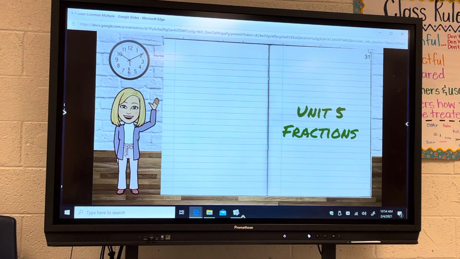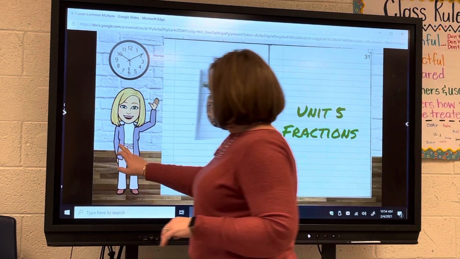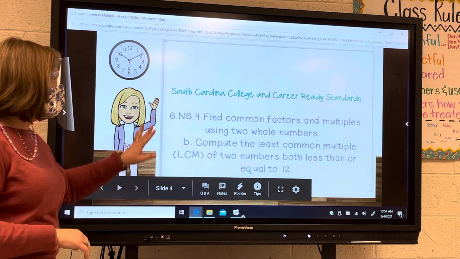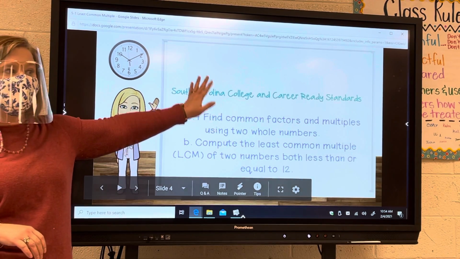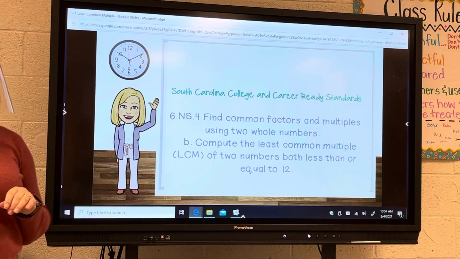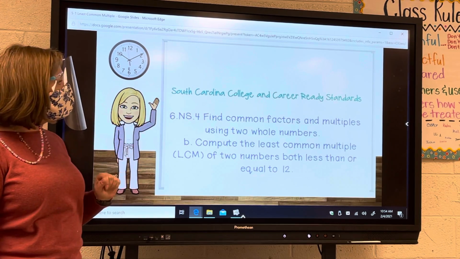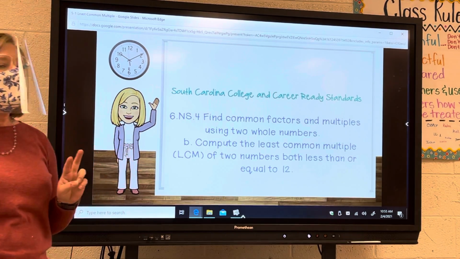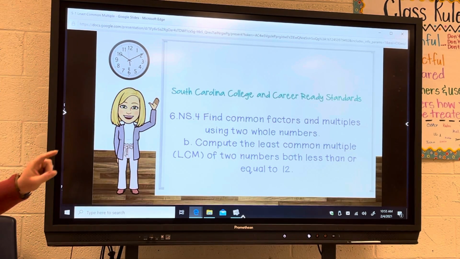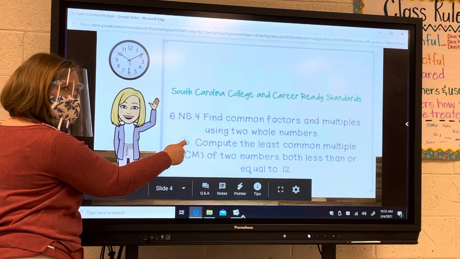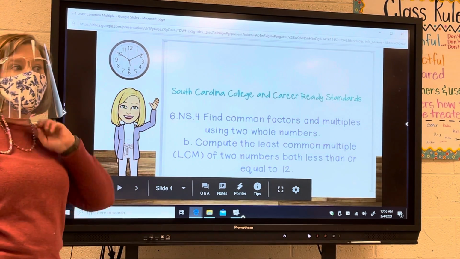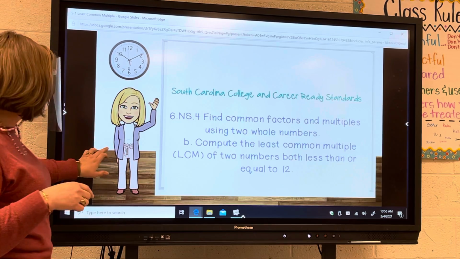All right, is everybody about finished? All right, I want to talk about a couple of things. The first thing is this indicator that we're on, okay? We talked about this first big part before: find common factors and multiples using two whole numbers. We did A when we talked about the greatest common factor. Do y'all see that? Now we're on B, which is the least common multiple.